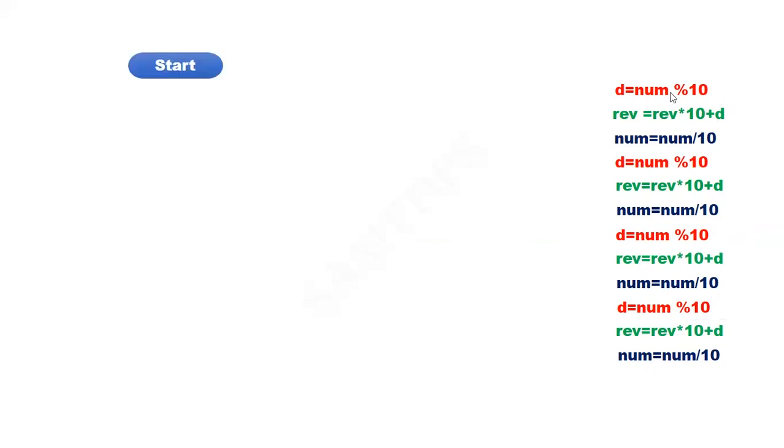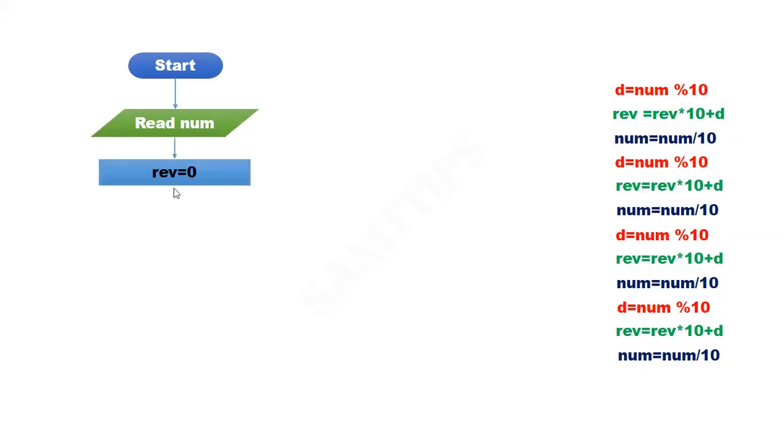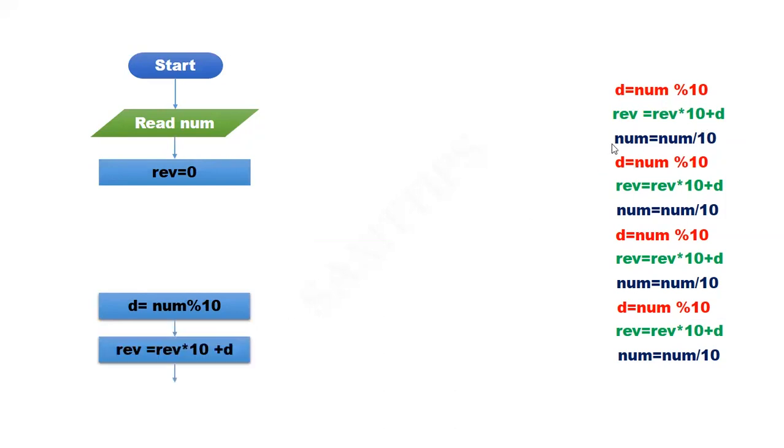Start. We do not know the value of num, so read num. The initial value of reverse should be 0, then only this will become reverse equal to d. So we can write reverse equal to 0. Next it is d equal to num mod 10. Then, reverse equal to reverse into 10 plus d. Next it is num equal to num by 10.